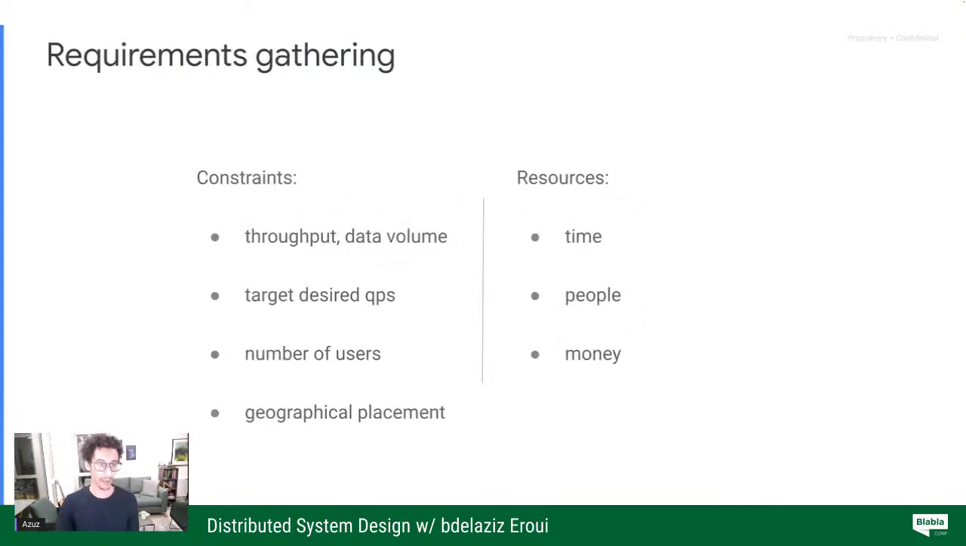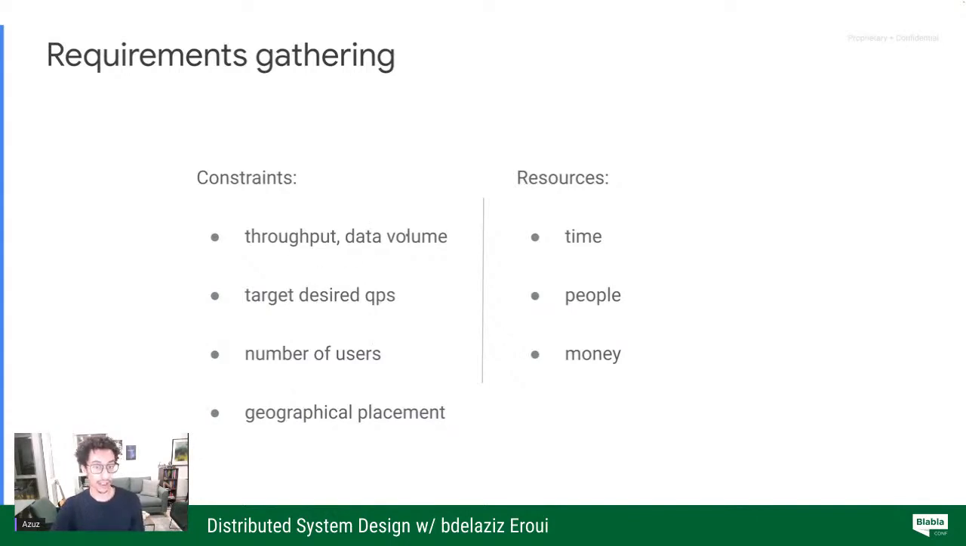The next step after gathering requirements: first, constraints, which I can also call non-functional requirements. We have to know the number of users and the geographical placement. Where is the application, Africa or Europe? That helps us define the number of users. Also the number of targeted or desired QPS. QPS stands for queries per second.